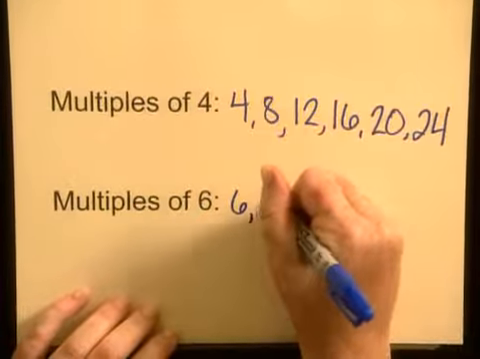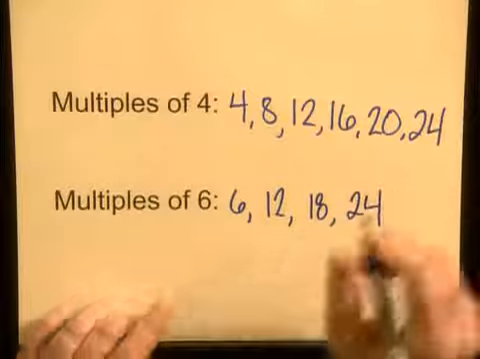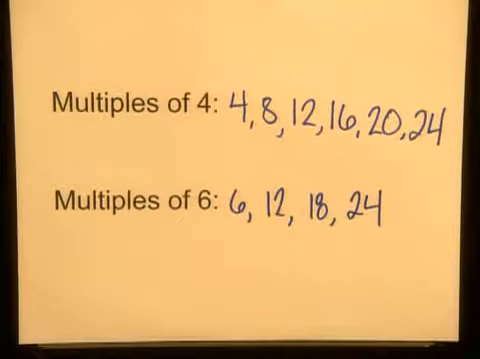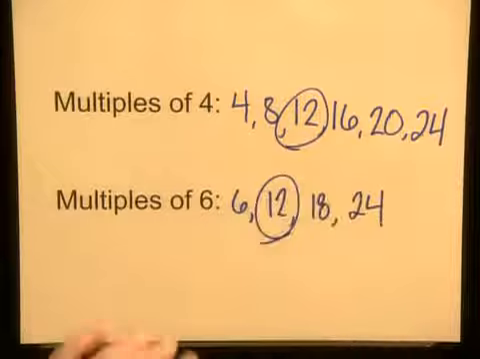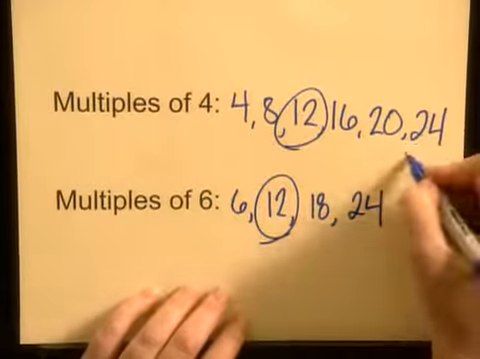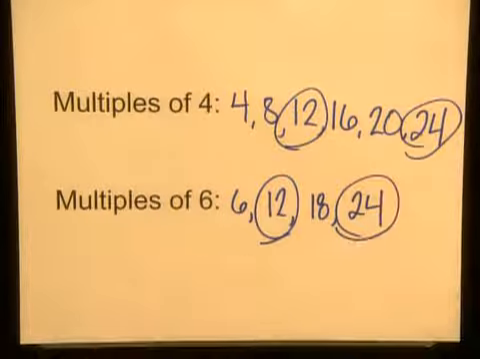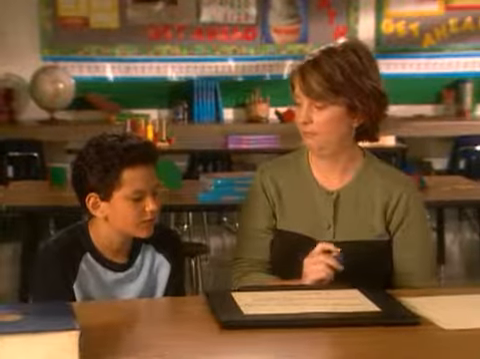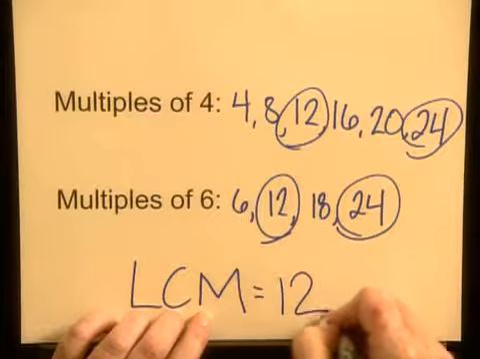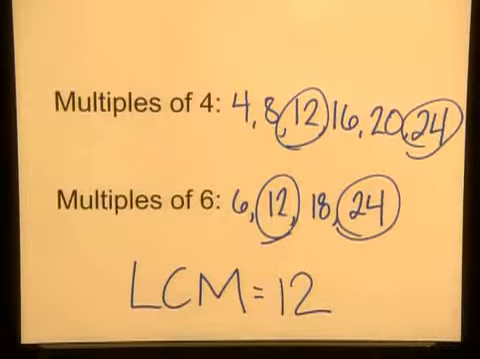Wonderful. Let's move on to 6. What's 6 times 1? 6. 6 times 2? 12. 6 times 3? 18. And 6 times 4? 24. Do you see any numbers that are common to both lists? 12 and 24. So we have two common multiples. What's going to be our LCM, or our least common multiple? 12. And we know that because that's the smallest one in both lists.